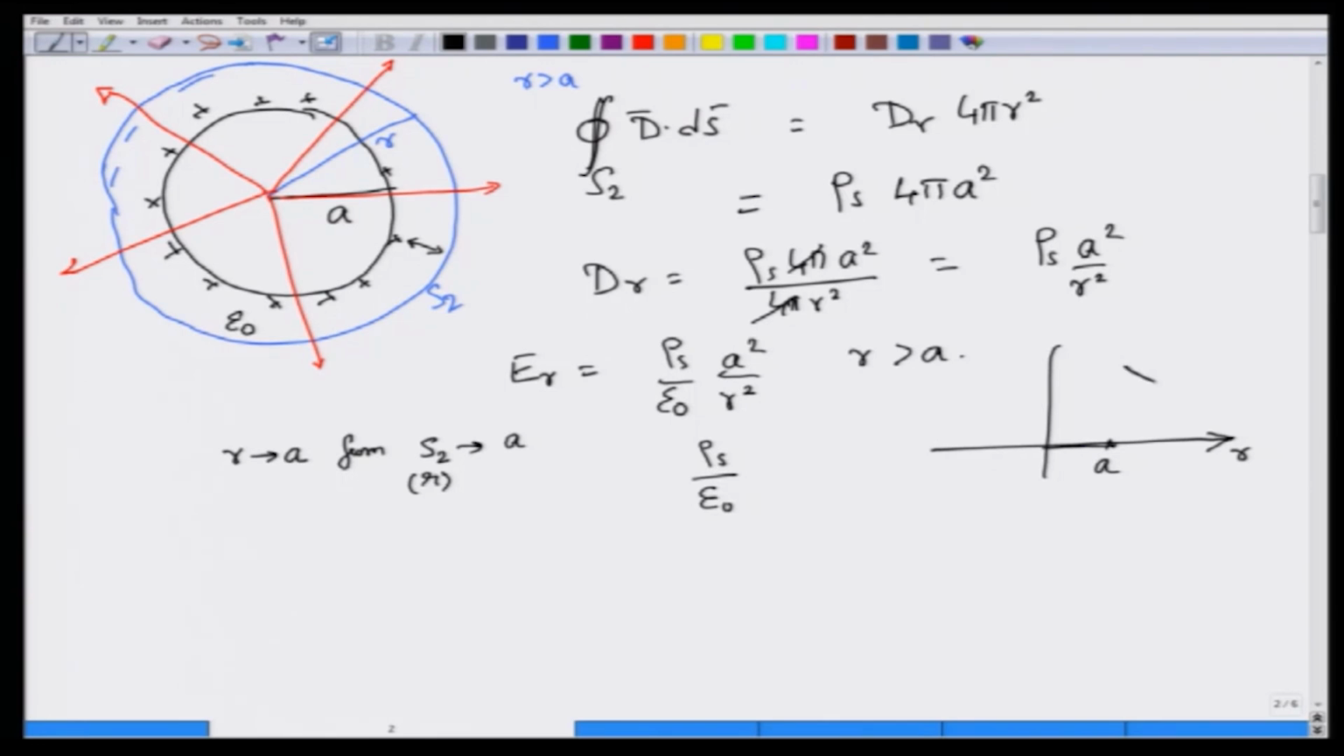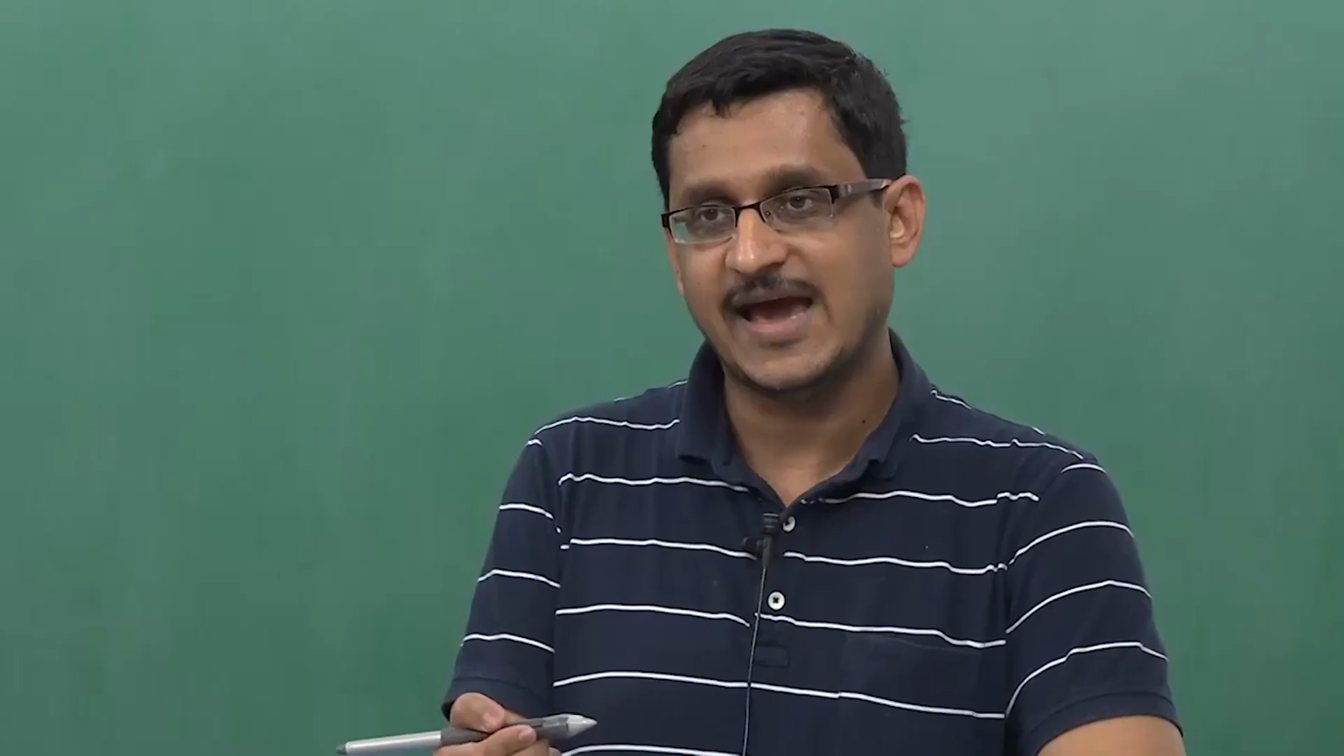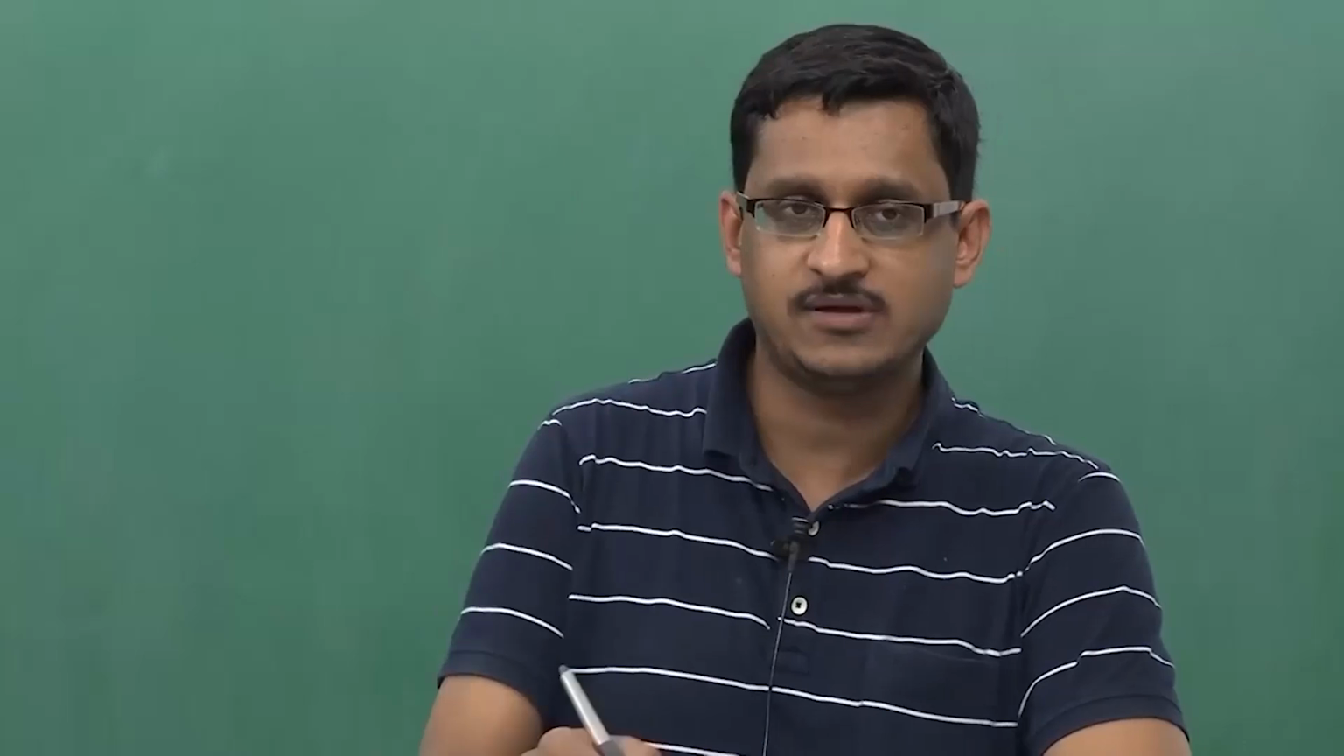At r equal to a, the field will be equal to rho s by epsilon 0, and then it starts to go away as 1 by r square. So, if you are very far away from the spherical shell, the field would essentially be 1 by r square, and the entire charge would look as though it is coming from the center of the spherical shell. So, it looks like the entire charge that was actually distributed on the surface is actually concentrated at a point at the center of the shell.